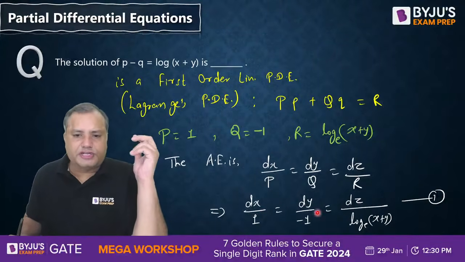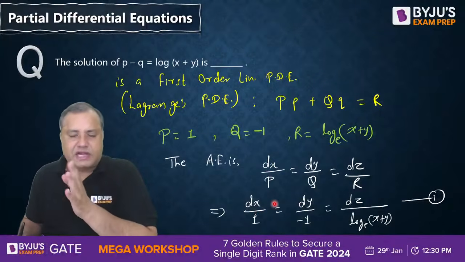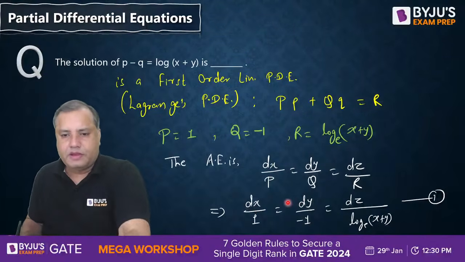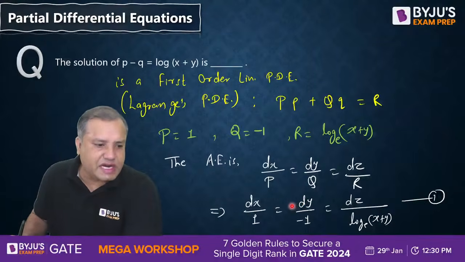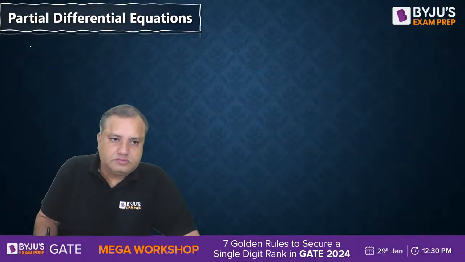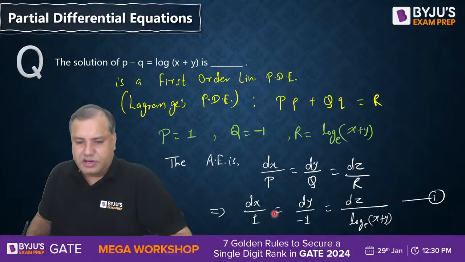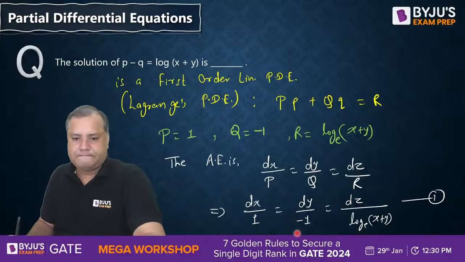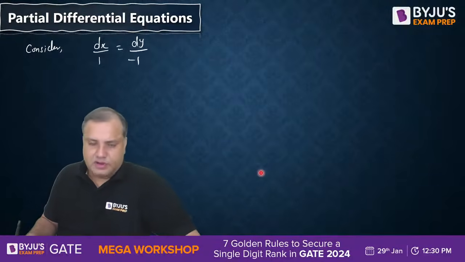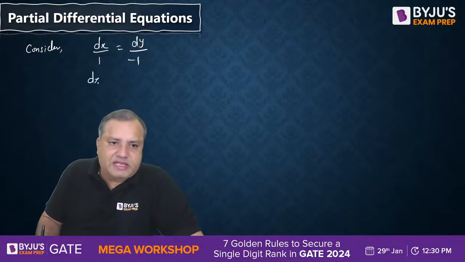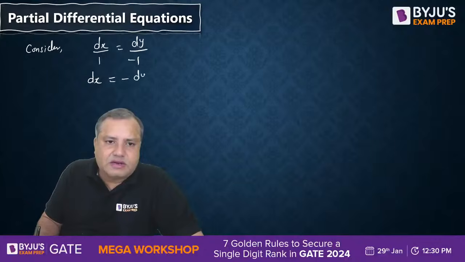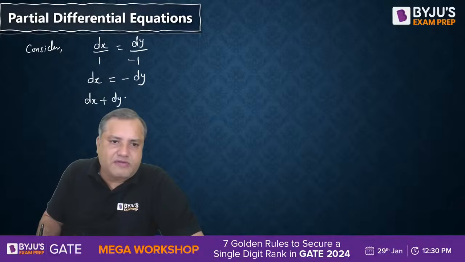Now we will consider two ratios at a time. I considered first and second. From equation 1 I am considering the first and second ratio: dx by 1 and dy by -1. Now this can be written as dx minus dy, which can be further written as dx plus dy equal to 0.